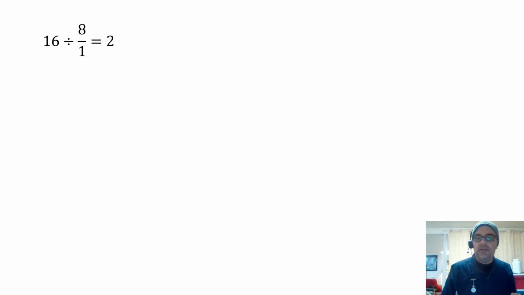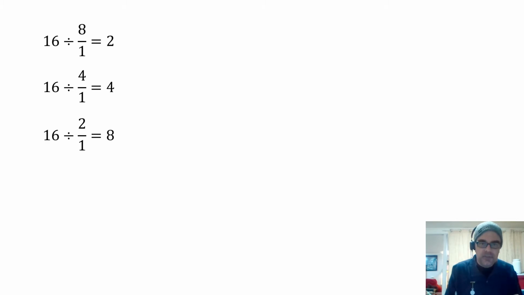Let's have a look at a couple of number facts. 16 divided by 8 is equal to 2. I've deliberately changed the second number into a fraction because 8 is the same as 8 divided by 1. So 16 divided by 4 over 1 equals 4. 16 divided by 2 over 1 is equal to 8. And 16 divided by 1 over 1 equals 16. Now, have a look at those really closely. Pause if you want to, and see if you can see a pattern.